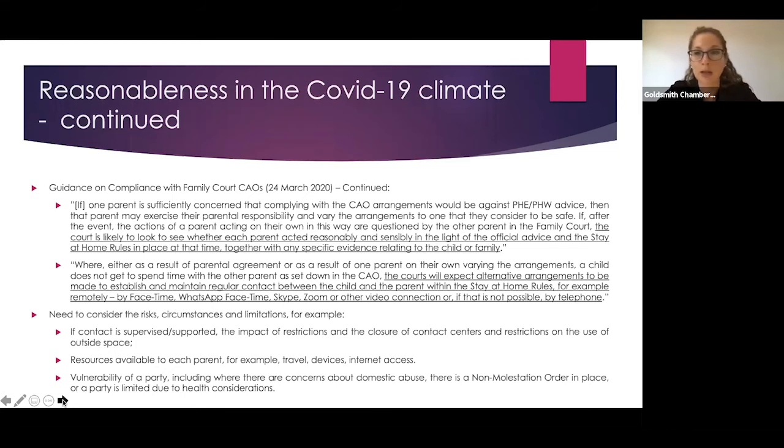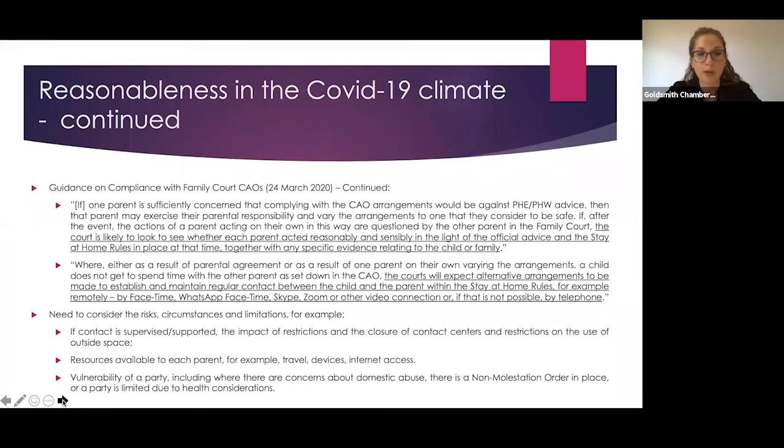Equally, consideration needs to be given to the resources available to each parent. For example, the ease and the safety with which parents can travel between houses, and the devices parents have access to. Not all parents will have access to phones, tablets or laptops, so it may well be that they can't facilitate video contact because they just don't have the device to be able to do so. And equally, they may have very limited or very unreliable access to internet, so video contact may not be possible.